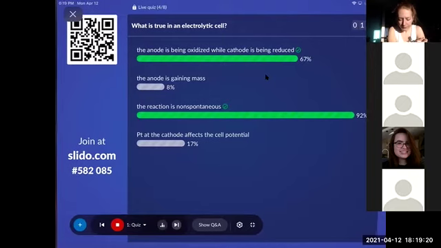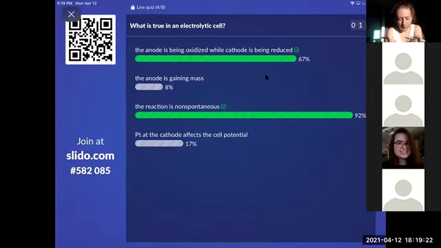All right. And similarly, the anode is not gaining mass. It will be losing mass because it is going under oxidation. So, okay. Any questions before I move on?